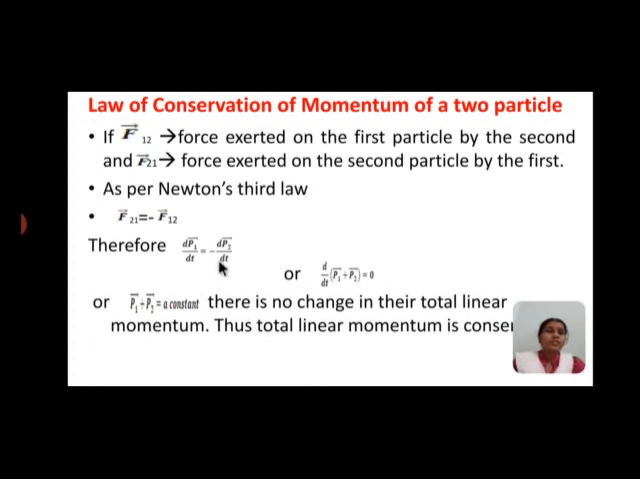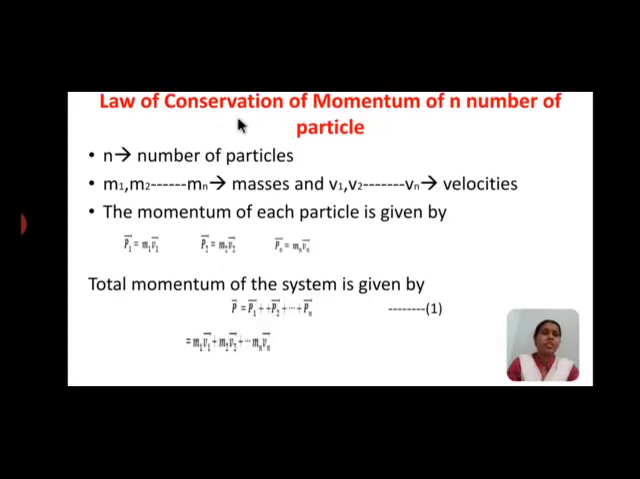So till now we learnt about the law of conservation of momentum of a single particle, and similarly of two particles. Next we move to the law of conservation of momentum of n number of particles. Let us consider a system where n particles are there whose masses are m1, m2, up to mn, moving with velocities v1, v2, v3 and so on. How do we write the momentum of each particle? The momentum of the first particle is p1 equal to m1 v1, p2 is equal to m2 v2, pn is equal to mn vn.